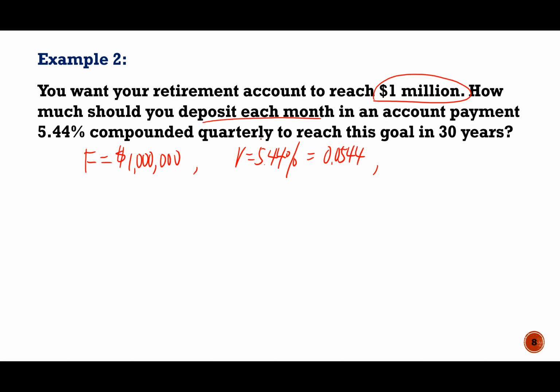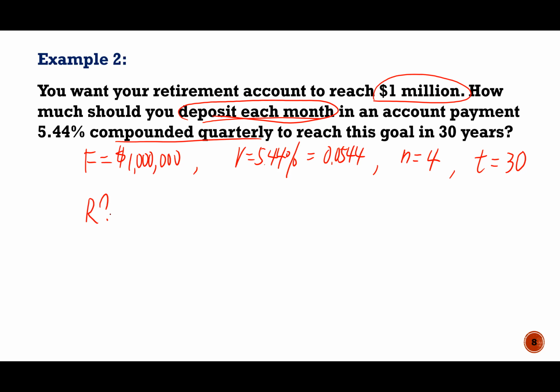And compounding quarterly gives us the compounding periods on a yearly basis, so N equal to 4, right? 4 quarters in a given year. And then time T is also given. Time T equal to 30 years. Okay. And we are looking for the deposit each month, meaning the regular payment or monthly payment. So the regular payment is what we're looking for. Okay.